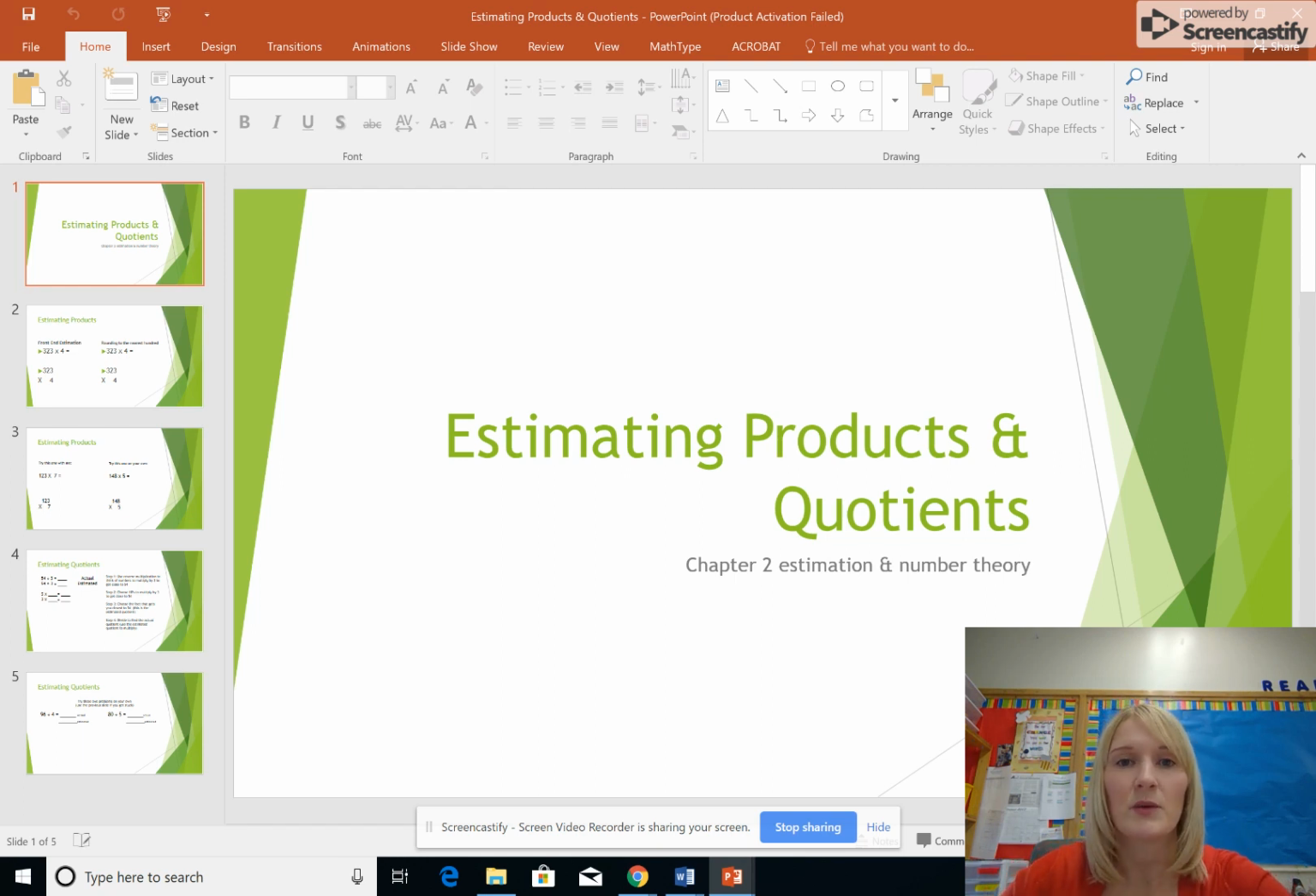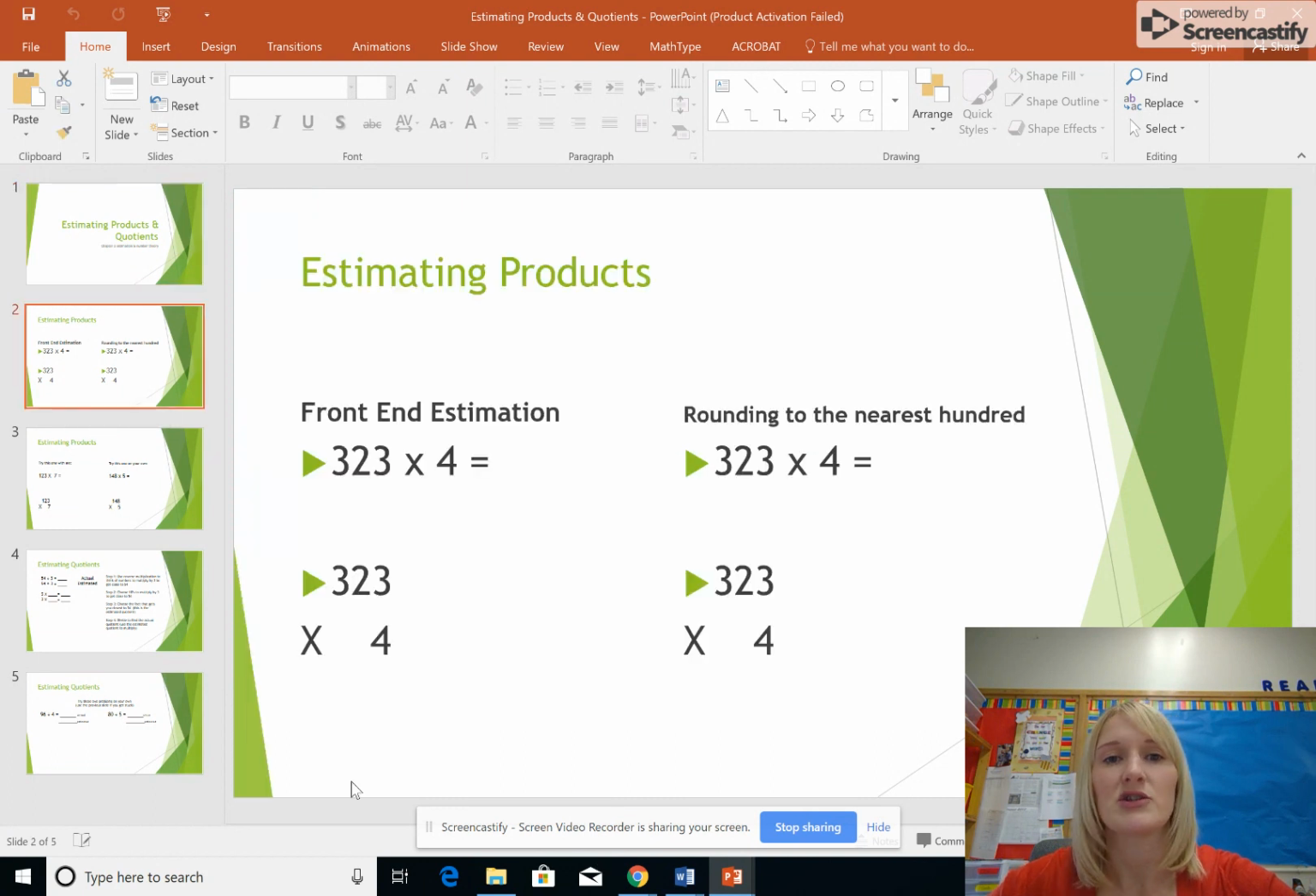Today for our screencast, we're going to be talking about estimating products and quotients. This is in Chapter 2, Estimation and Number Theory. So we've done a little bit of work with this so far. This is just for extra practice and for your own use if you still need some help with this topic. So first, we're going to start with estimating products. This example, we're just going to do together. This is not on your guided notes, so I just want you to watch this.